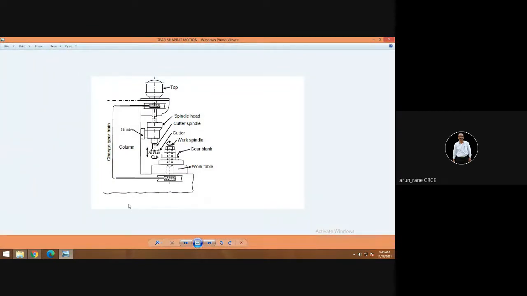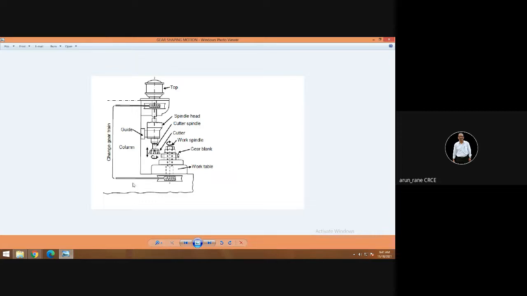This is the picture of a gear shaping machine. So in the gear shaping machine now, this is the cutter which keeps rotating. This will reciprocate up and down. And this is a gear blank which is rotating. And there is one more motion, that is radial feed, because the cutter has to go till full depth, and that's why that radial feed is also required.